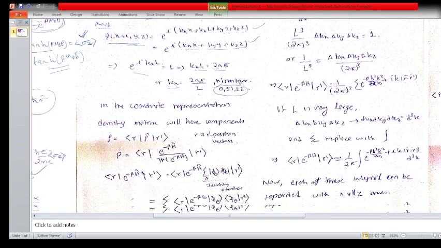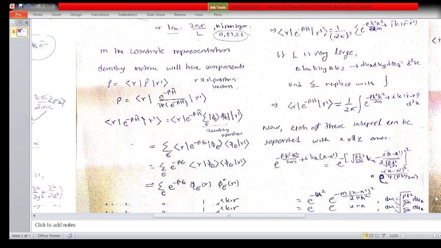So now we have to look in the coordinate representation. In the coordinate representation, the density matrix will have components rho, r, r dash. So this is the coordinate or spatial distribution, the vector r that represents the position of that particular particle from the origin in 3 dimensions. That is r, and r dash is nothing but the conjugate. You can see r and r dash are the position vectors.